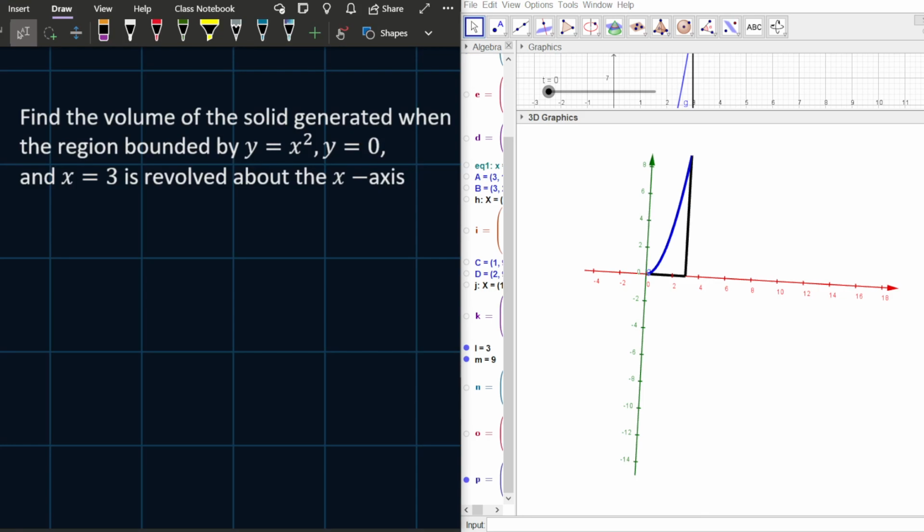Okay, so let's consider this example here. Find the volume of the solid generated when the region bounded by y equals x squared, y equals 0, and x equals 3 is revolved about the x-axis. Okay, so we have here the graph of the region. So this one is y equals x squared, this is y equals 0, and this is x equals 3. Now suppose we will revolve this about the x-axis. By the way, gagamit tayo ng discs dito. Okay? So drawing ko lang yung sketch very briefly here.